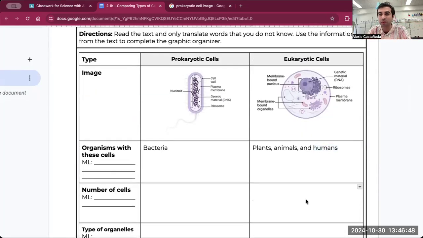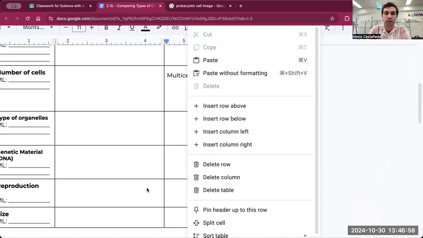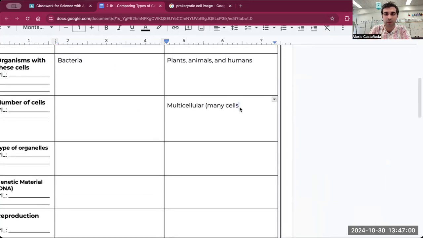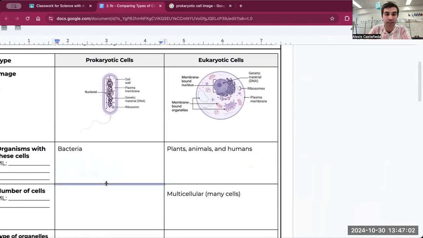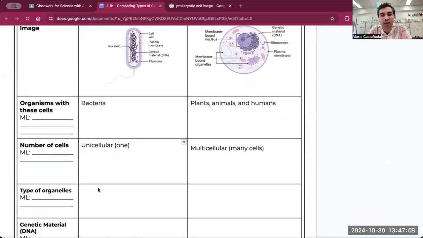So we are eukaryotes, right? Humans are eukaryotes. We have many cells. We are multicellular. Many cells. But prokaryotes like bacteria are unicellular. They have one cell, just one. Excellent. Okay. So now let's continue.